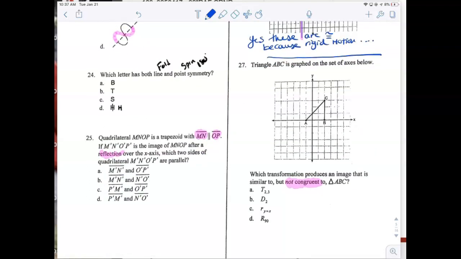And then number 27, same idea. We have which produces an image that is not congruent. So what they're asking for here, we know our three transformations that are rigid motions are translation, rotation, and reflection. The only one that is not is going to be choice B, which is our dilation.